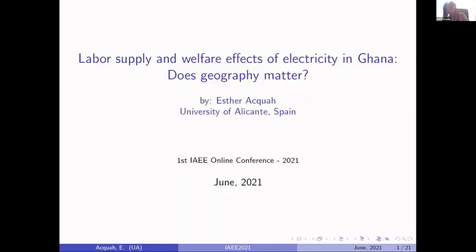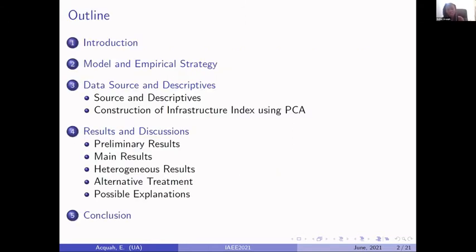Thanks everyone for joining this presentation. I'm Esther, a PhD candidate at the University of Alicante in Spain. Today I'll present on labor supply and welfare effects of electricity in Ghana. Does geography matter? This is the outline of the presentation: a quick introduction, then I present the model and the data, discuss the results, and then conclude.